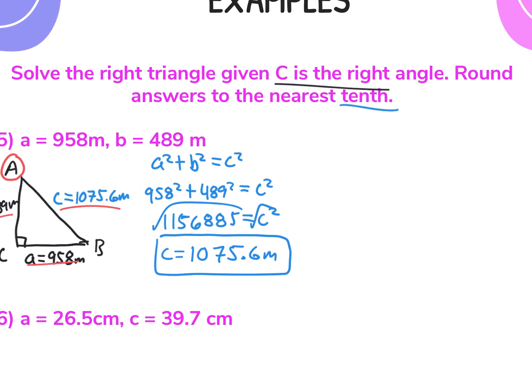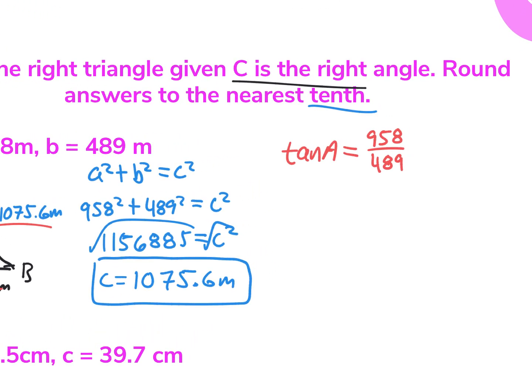Let's just say I want to use tangent. Again, you can use sine or cosine as long as you label the fraction appropriately. So tangent of A, if I want to find tangent of A, I'm going to put what number over what number? Good, right? It's going to be the opposite over the adjacent, so it's going to be 958 over 489. All right, this is where it's a little bit different from the previous ones that we did, just because does this give you angle A or does it give you tangent of A?